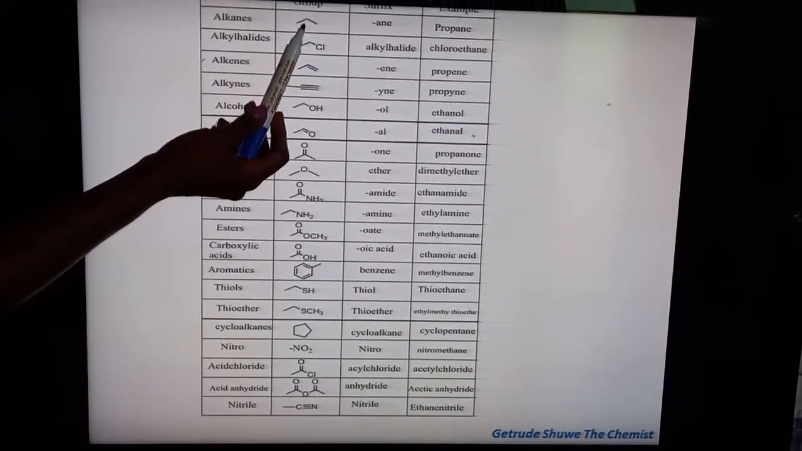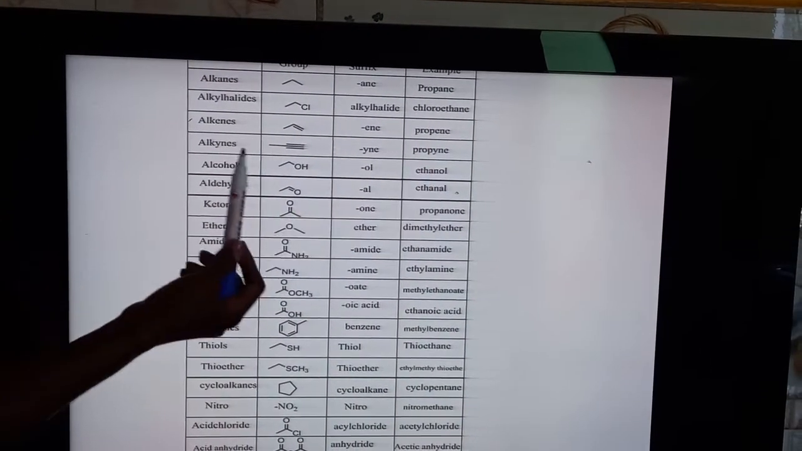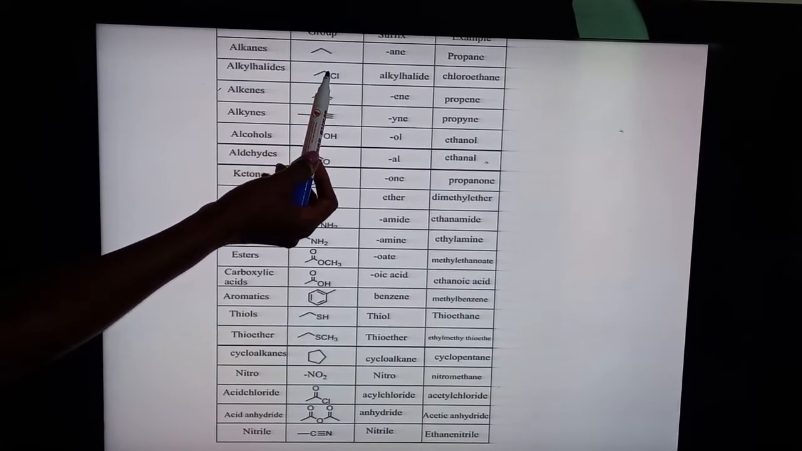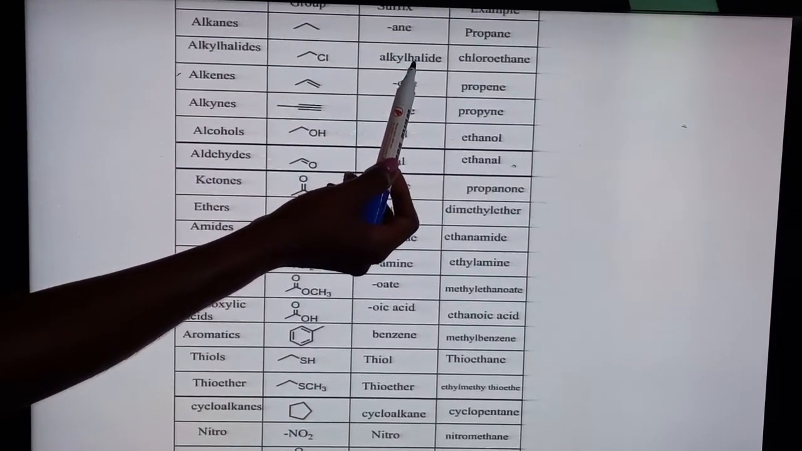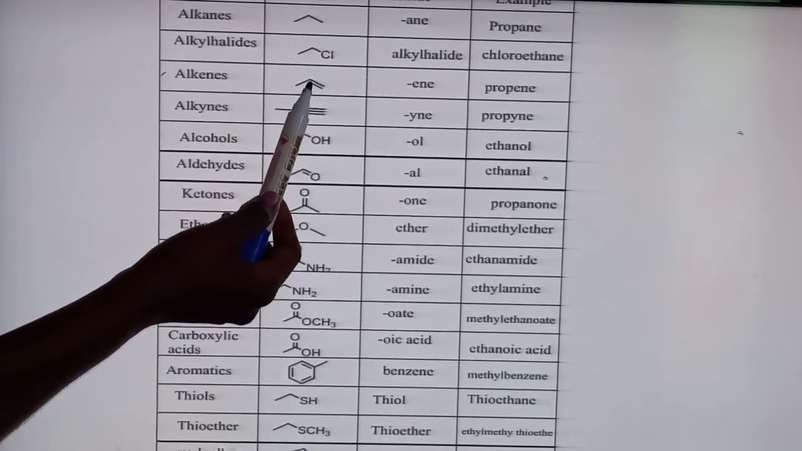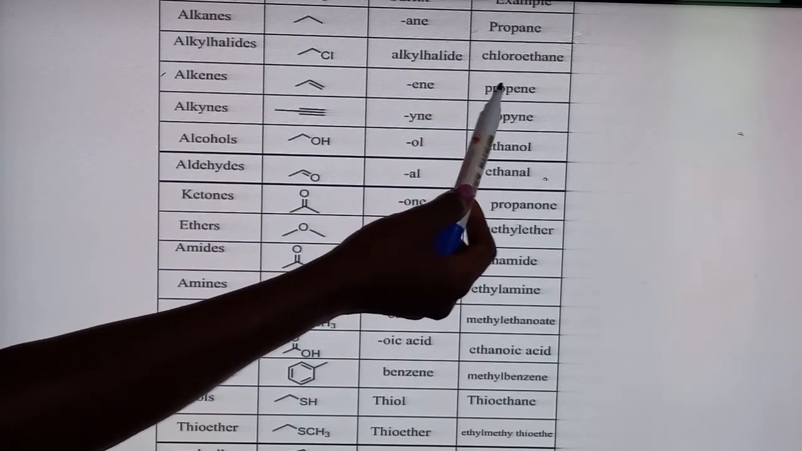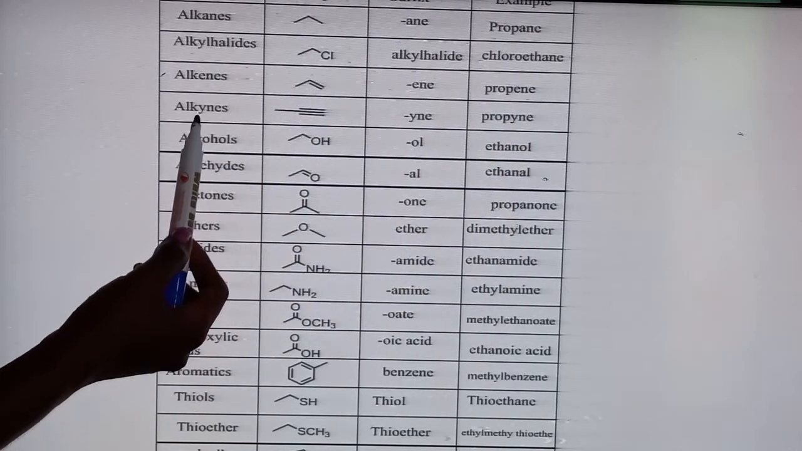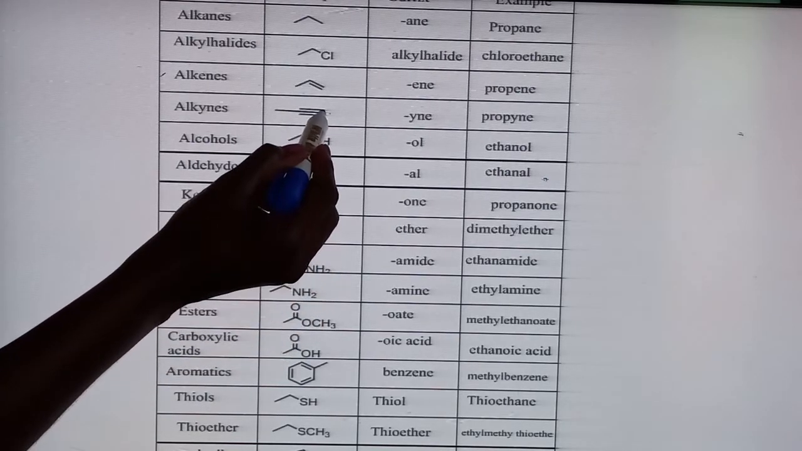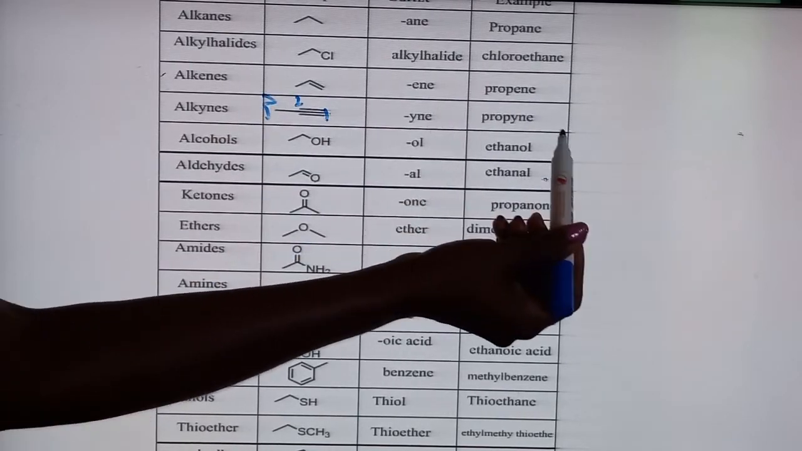So we still have an alkane, a saturated hydrocarbon, for example propane with 3 carbons. Alkyl halides are derivatives of alkanes through substitution reaction, so we call them alkyl halides. An example is chloroethane. We have an alkene, which is a compound that is unsaturated with a double bond. We end with -ene, so propene if it has 3 carbons. Alkynes again have a triple bond, with 3 carbons, so don't forget 1, 2, 3, -yne, propyne.